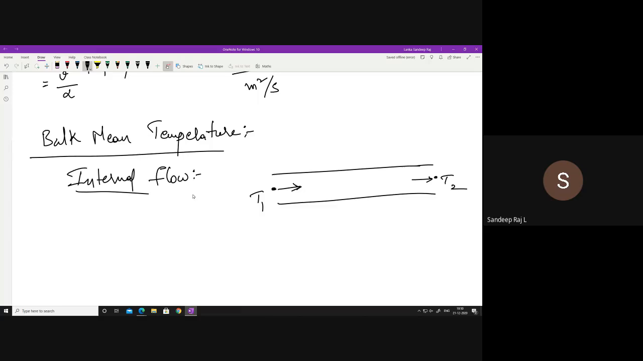If I want to get the average temperature of this fluid, I will make use of this concept of bulk mean temperature. T bulk mean is equal to (T1 plus T2) by 2. So simply put, bulk mean temperature is the average or mean temperature of the fluid that is flowing inside a tube. We are interested in internal flow. Internal flow means it is a flow inside a tube.